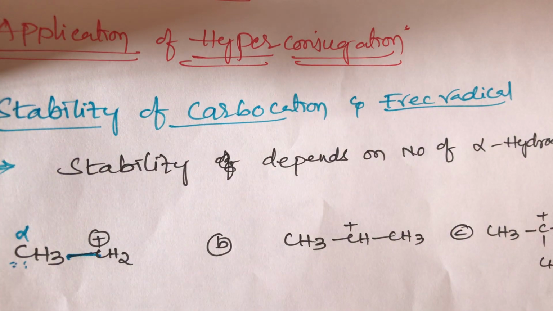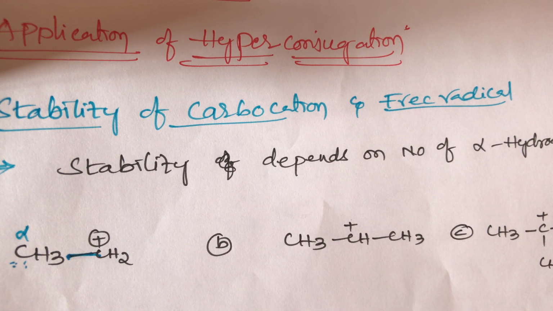Now, the most important topic: simple tricks. Applications of hyperconjugation. What are the applications of hyperconjugation? First is stability of carbocations, then stability of free radicals, and stability of alkenes. What is the order? First, the stability order of carbocations.